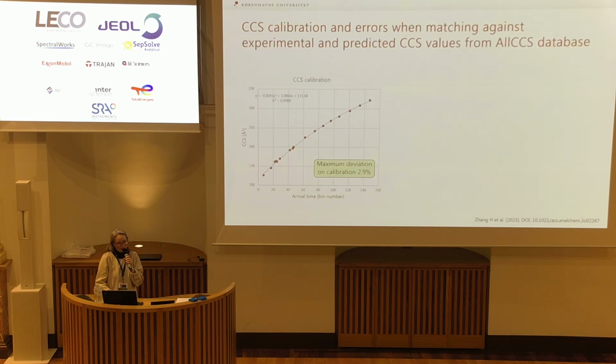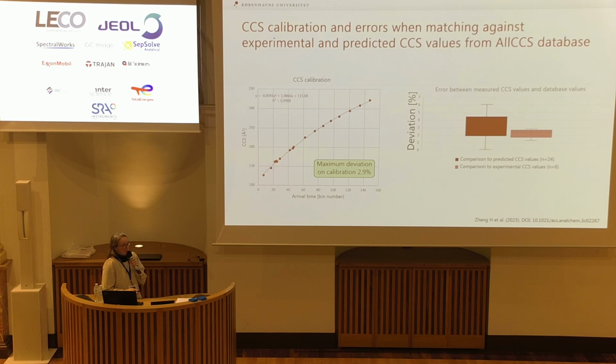And then we tried to match against the database CCS values, and our calibration has an error of 3%, so that is like the inherent variation in the data. And if we match against experimental values from the database, then that error is the same. So quite a good match to experimental CCS values. And if we match to predicted ones, the error is larger. So predicted CCS values, even though they are claimed to be extremely good, carry a lot more variation than the experimental ones.